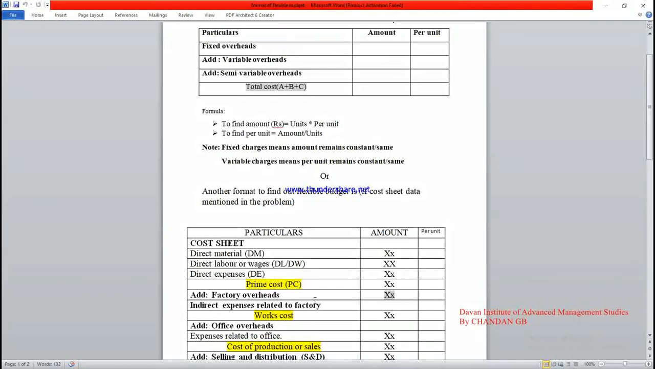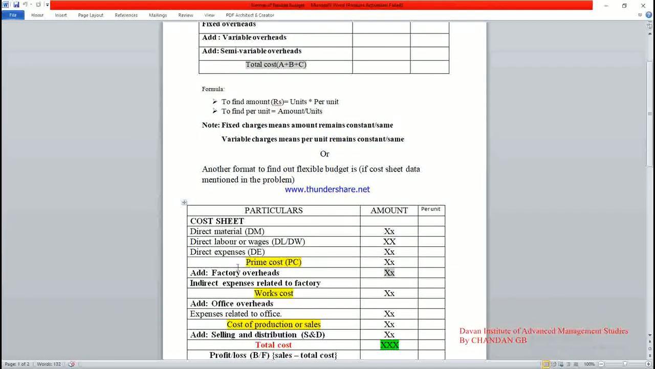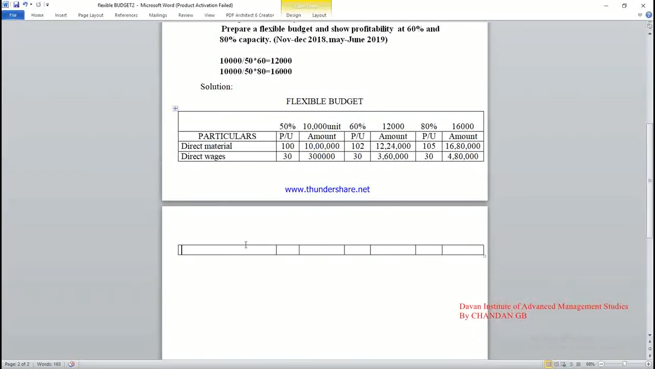Check out the format. Direct material, add direct wages or labor. Next is direct expenses. There is no information regarding direct expenses in the question, so that gives the prime cost. Prime cost means add material and wages. 100 plus 30, 130 rupees. 10 lakh plus 3 lakh, 13 lakh rupees.